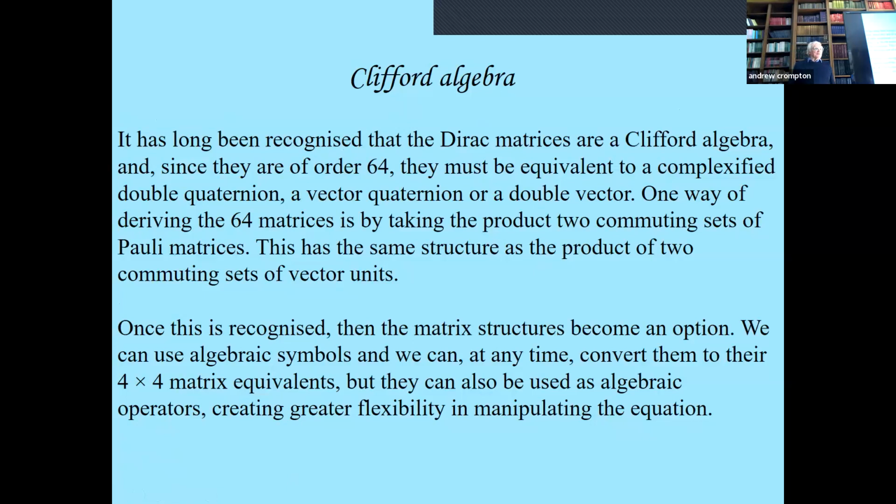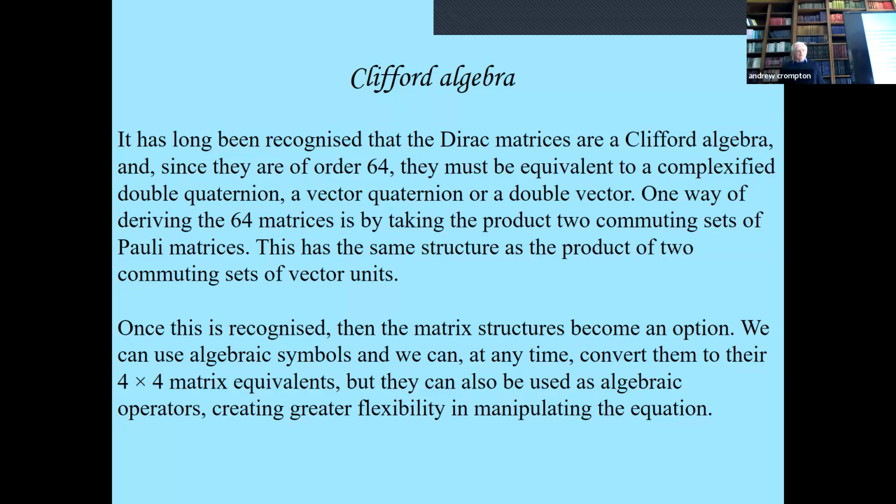Lots of people, even Dirac himself, said the Dirac algebra is equivalent to a Clifford algebra. And they just said that and they've done nothing about it. Or if they've done something about it, they haven't done enough. If it's of order 64 and it's a Clifford algebra, then there are only three algebras that fit. They can be a double quaternion, so a quaternion multiplied by another quaternion all the way through, tensor product, a multivariate vector multiplied by a quaternion, or a double vector. And it doesn't matter which of those we choose, we get the same results.